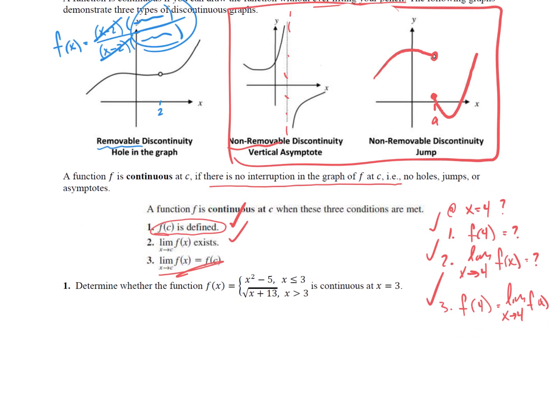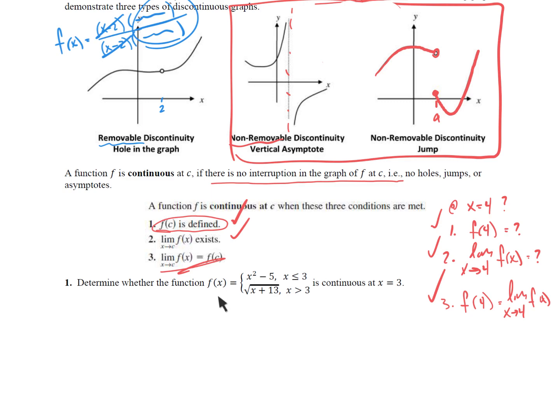So is f of x continuous for this function down here at x equals 3? Well, first, is there a value that satisfies the equation f of 3? Can I do this, in other words? Well, it looks like I can because there is a place where this function is defined at 3. So I'm going to plug in 3 here. All right, so I can check that box because f of 3 is 4. 2, what is the limit as x approaches 3 of my function? Does it exist or doesn't it?